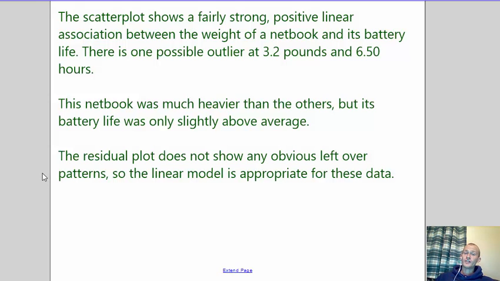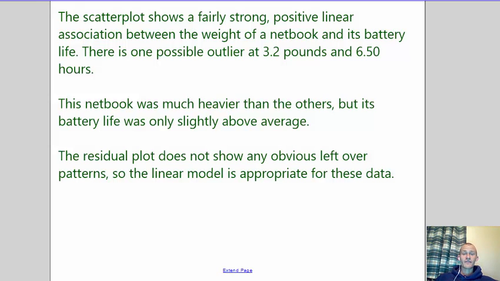We also should talk about the residual plot. Is a line appropriate? Since there is random scatter and the residuals are relatively small in size, we can say yes. The residual plot does not show any obvious leftover patterns, so the linear model is appropriate for these data.